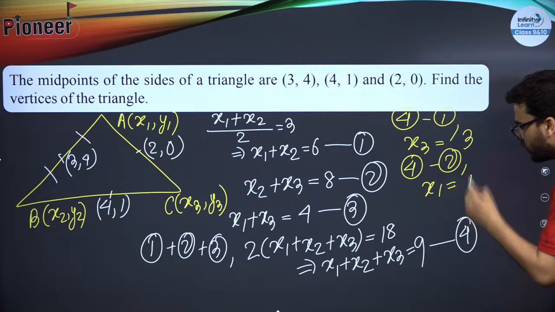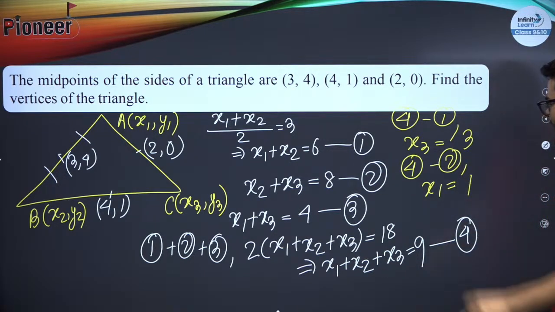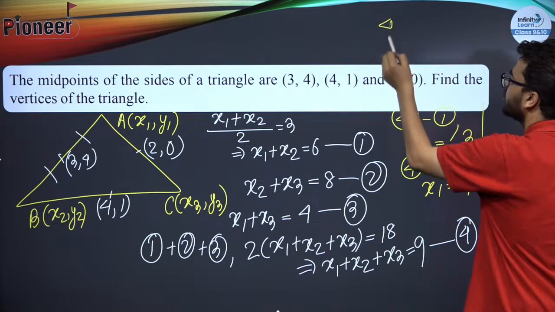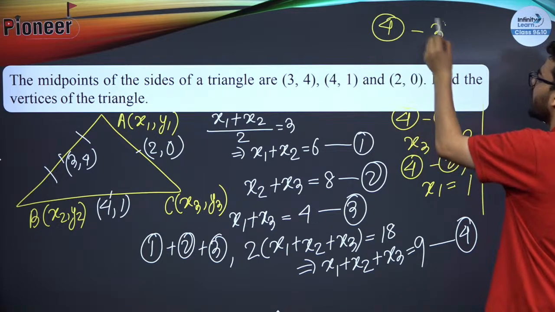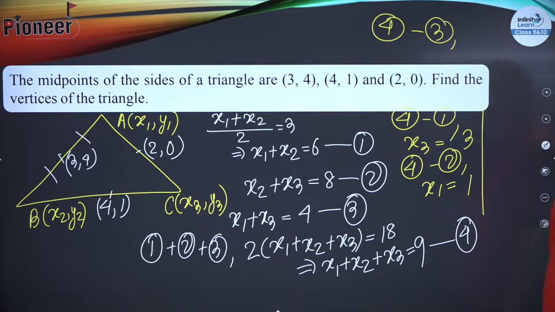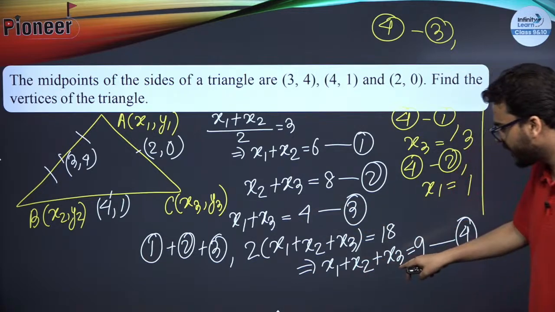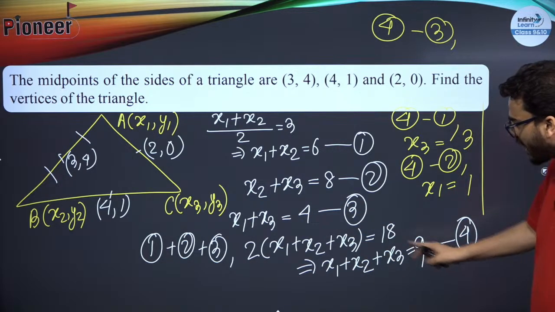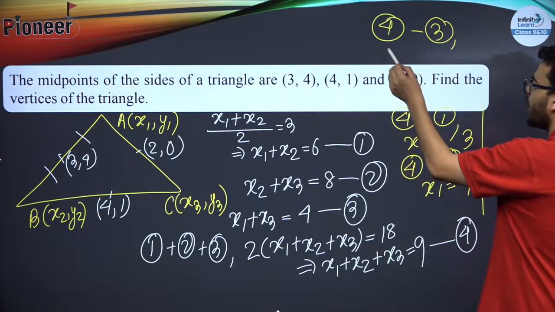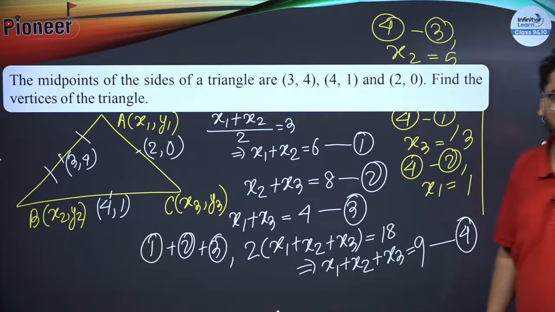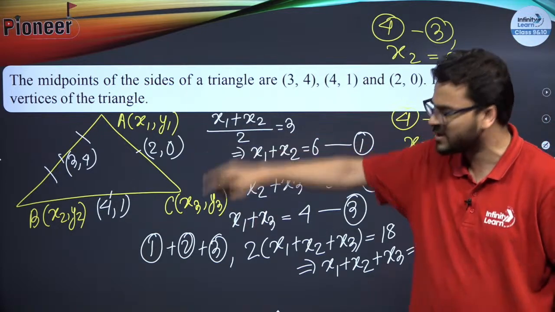So x1 is equal to 1 over here. In the same manner, if I do equation 4 minus equation 3, you see x1 and x3 will be cancelled out, x2 will be equal to 9 minus 4, that is 5. So x2 is equal to 5. So you see we already have got the x coordinates of the 3 vertices of this triangle.